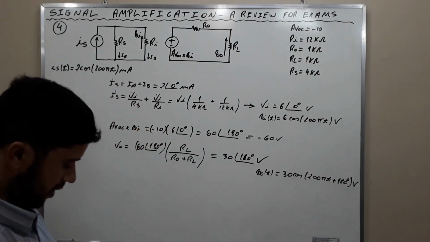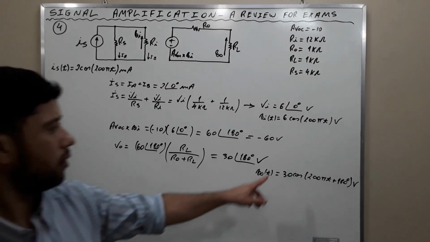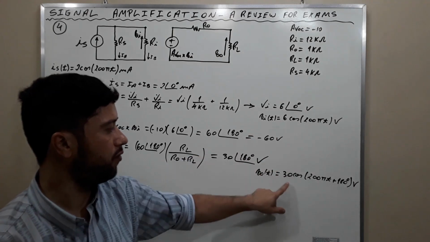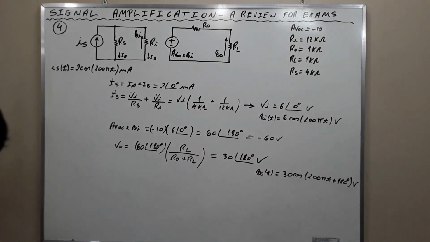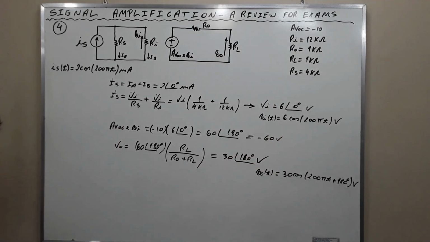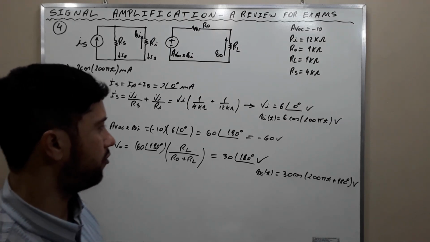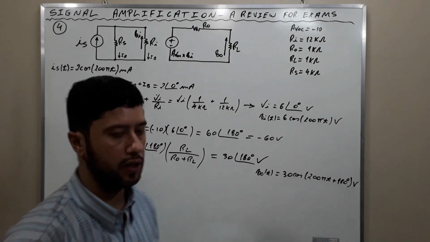Then the amplifier, we observe a gain of 5 volts per volt. Okay, 5 volts per volt. 6 times 5 is 30. And also, this is in magnitude. And also, we observe a phase shift of 180 degrees. The amplifier is shifting the signal in phase in 180 degrees.